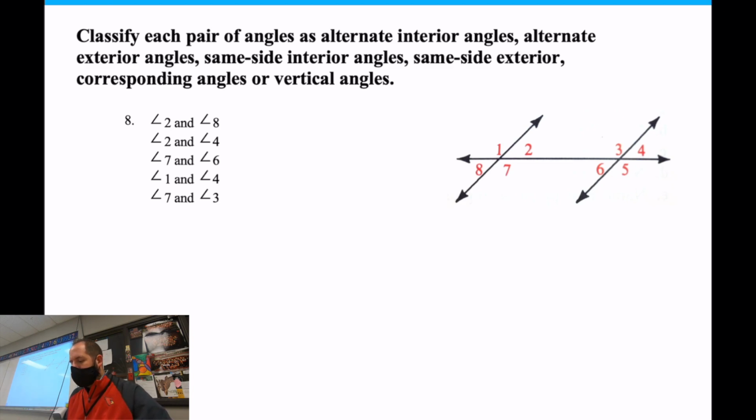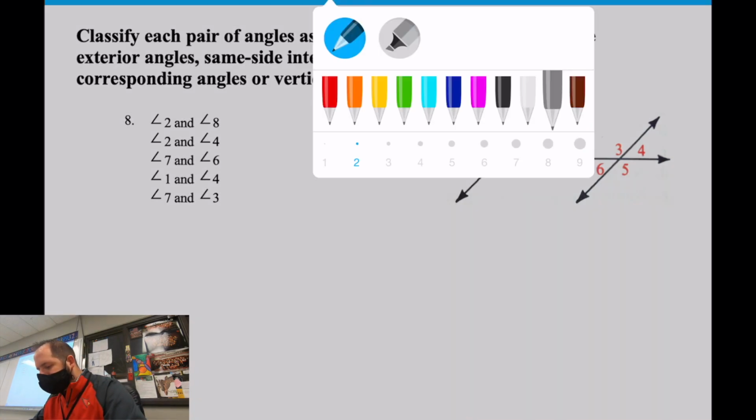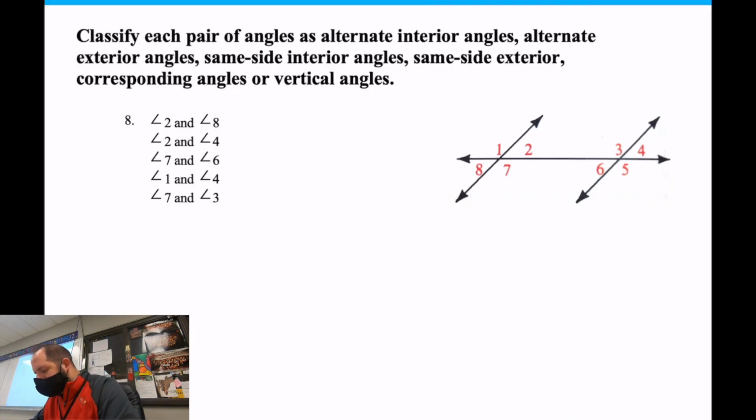Okay, so let's go through it. 2 and 8. I need a volunteer, please. If you look up here, I'm going to put the little markers up so you can see it. 2 and 8, it's these two. Can somebody volunteer? Okay, which word up here? Vertical. Good. Vertical angles.